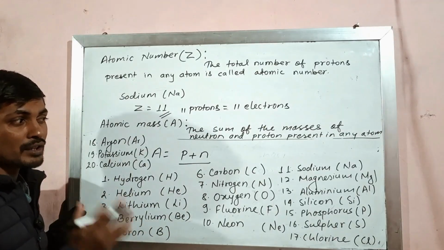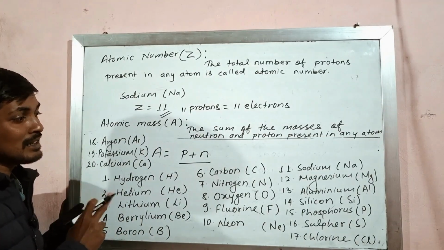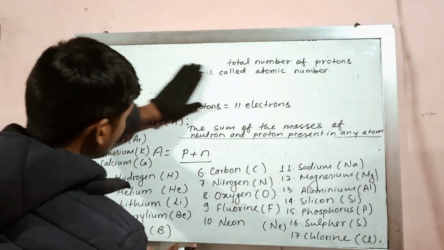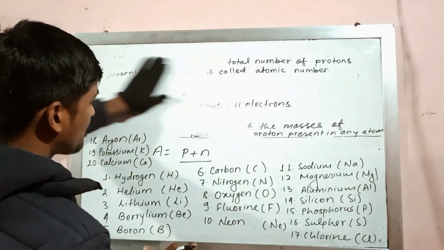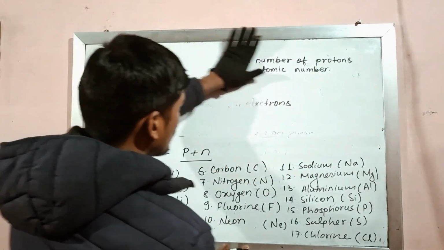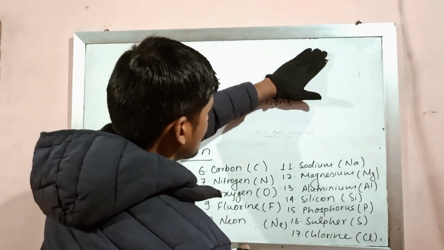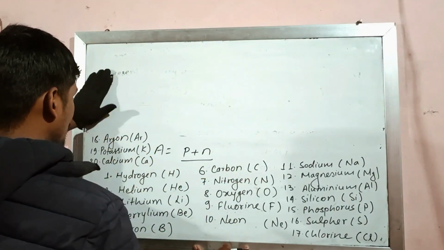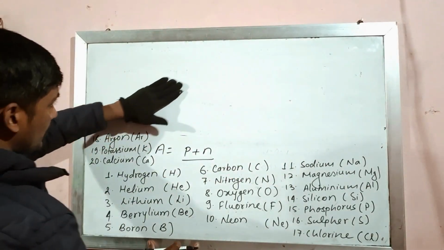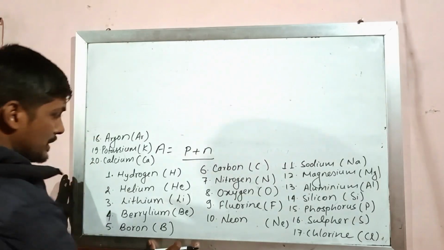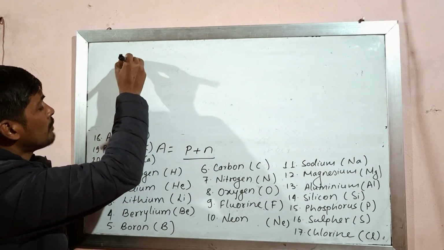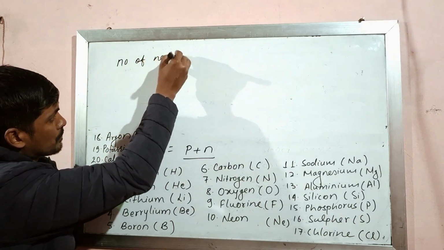Now we will talk about the number of neutron present in these atoms. There is one trick to remember the number of proton present in different atom from 1 number to 20 number, so that we will be able to find the atomic mass of element from 1 number to 20 number. Now, number of neutron.